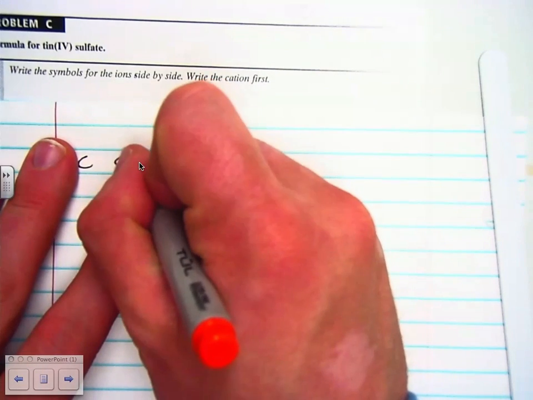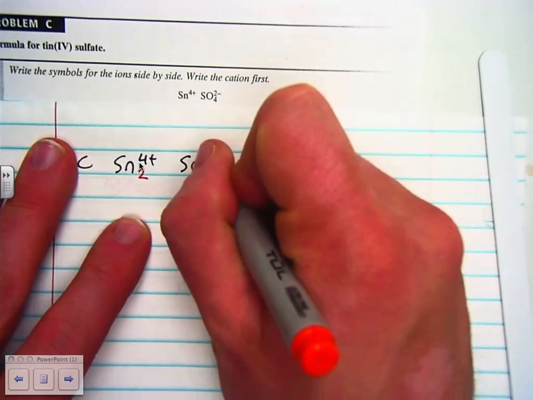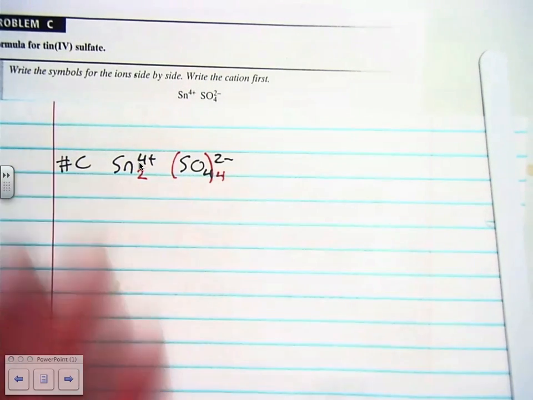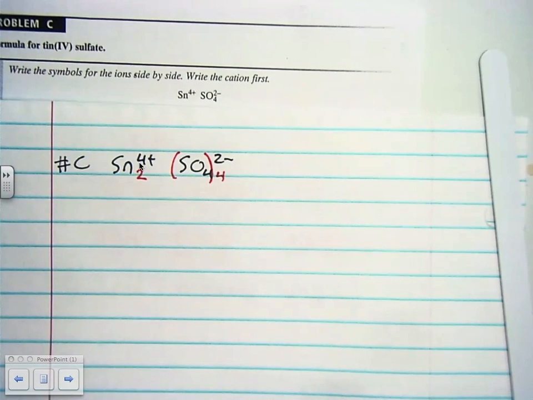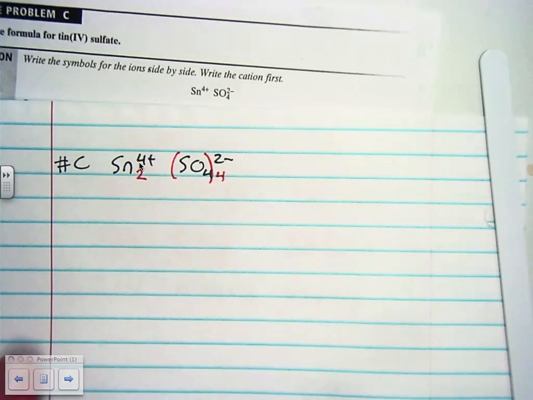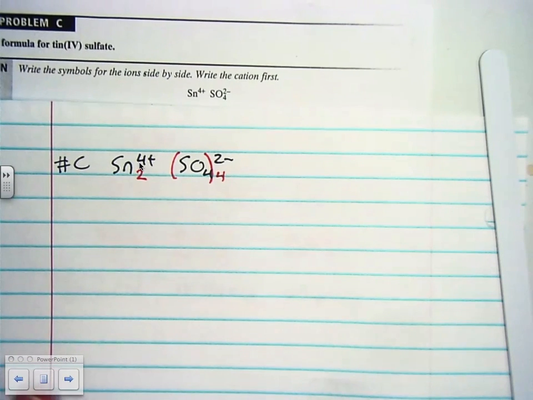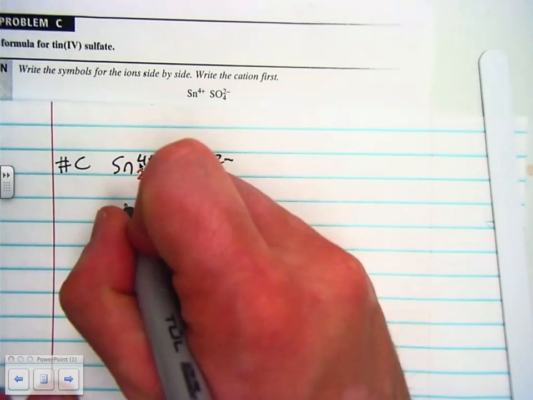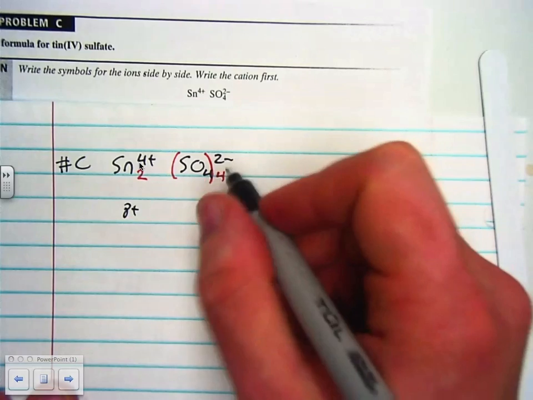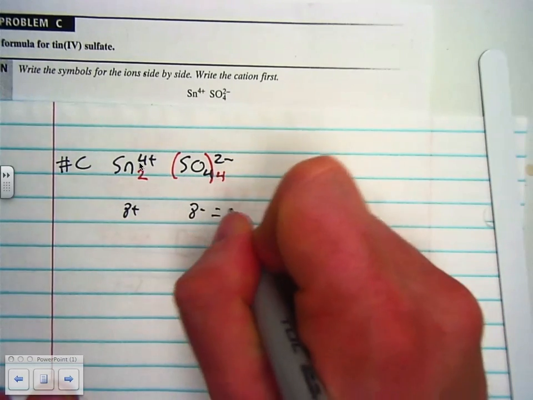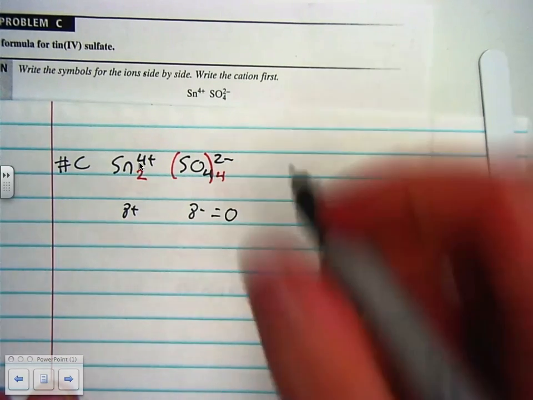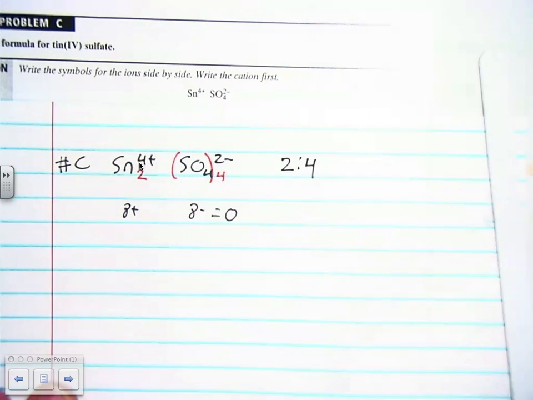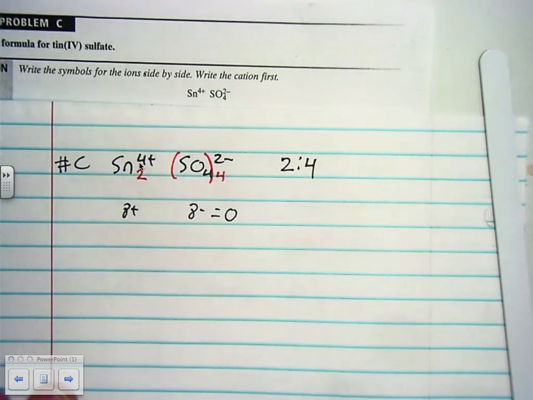So we have 2 and 4. We're going to use parentheses to show that we're using a polyatomic anion. All right, what's the next step? Well, make sure that the charges balance. We can do that. So 2 times 4 plus is 8 plus. 4 times 2 minus is 8 minus, equals 0. Okay. So what is our whole number ratio? It is 2 to 4. Is this the smallest whole number ratio we can come up with?